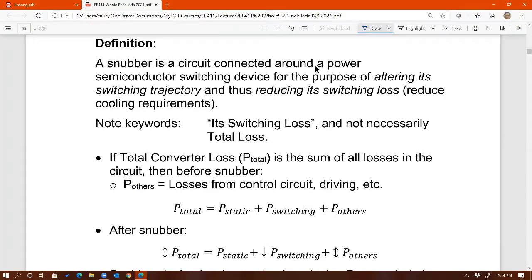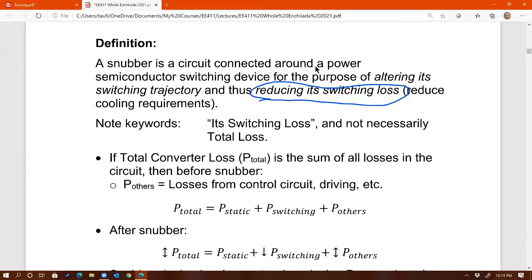Understand that a snubber will for sure reduce switching loss, right? But that doesn't mean that it's always going to reduce the entire converter loss. In fact, if you're not careful, you can end up increasing the total loss of the converter, if you don't choose the components of the snubber properly.